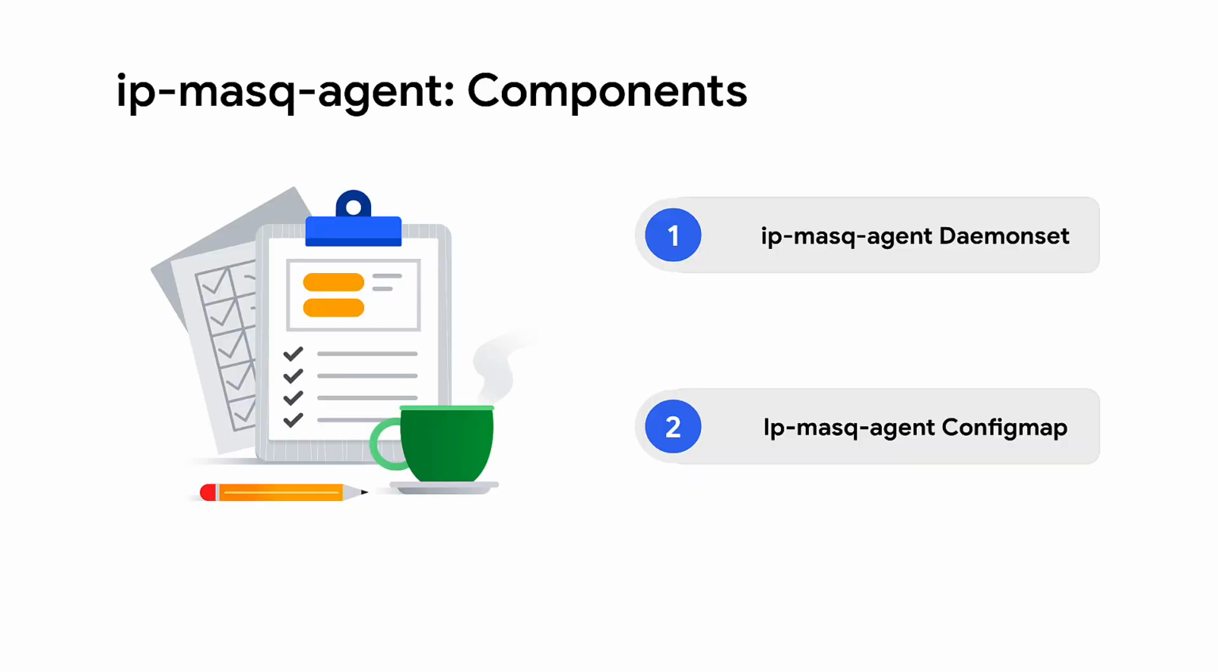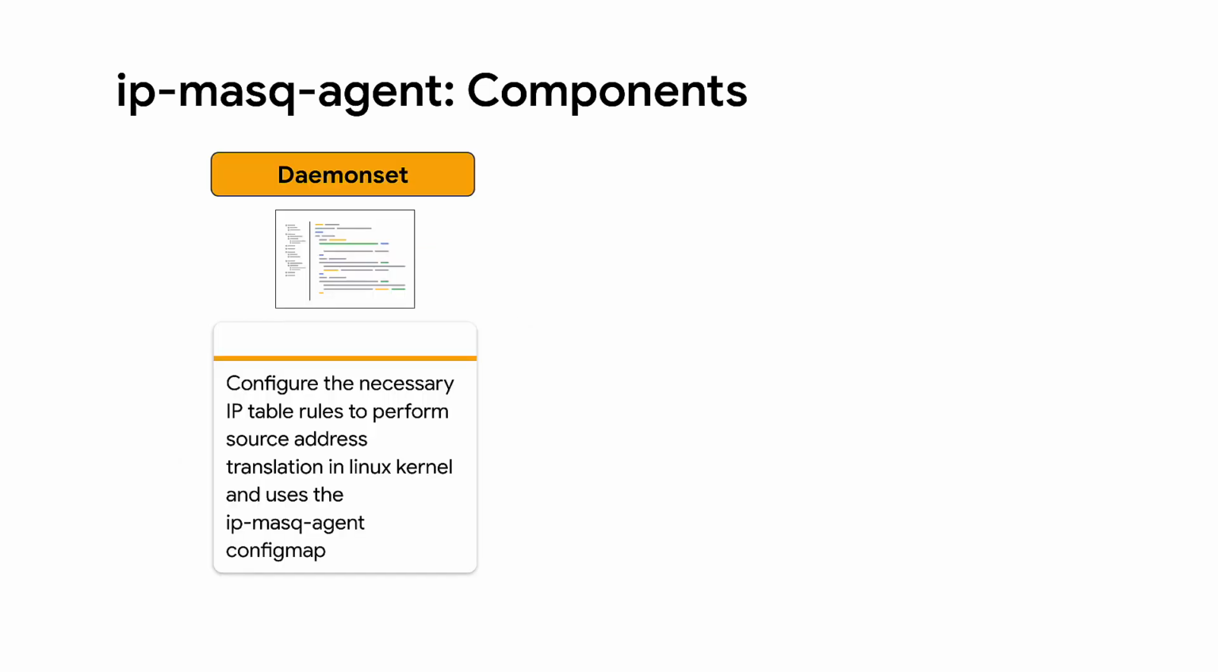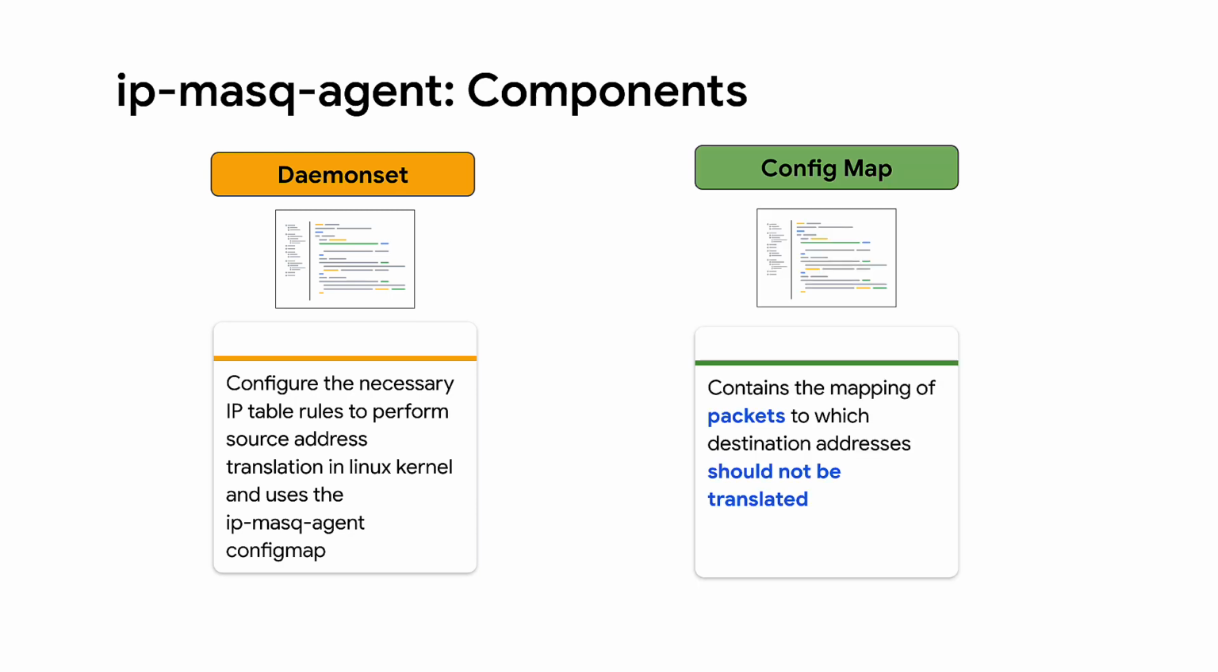machine addresses. The two main components involved in configuring IP masquerading in GKE are the IP masq agent daemon set, which is responsible for configuring the necessary iptables rules to perform source address translation in the Linux kernel, and uses the IP masq agent config map. The IP masq agent config map enables you to specify a range of destination IP addresses for which the pod's source IP address is preserved when packets are sent out.